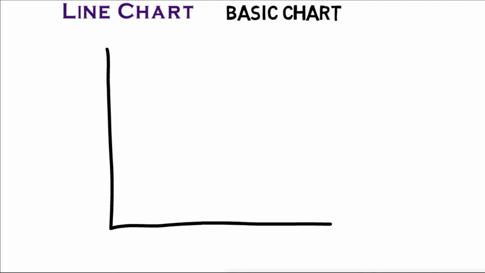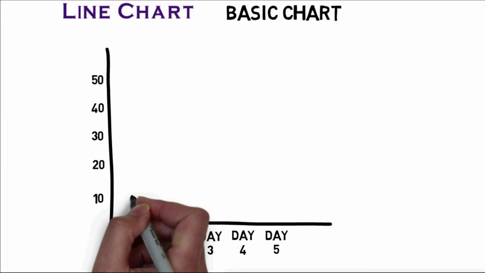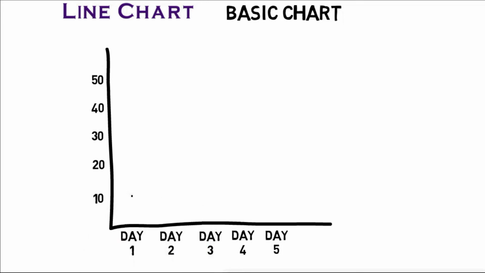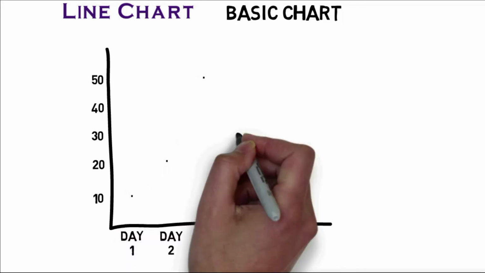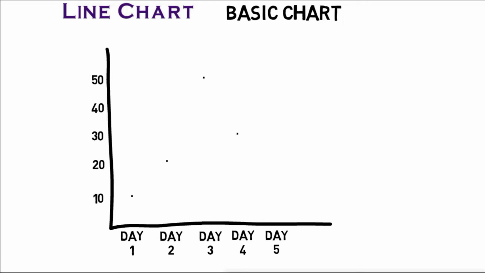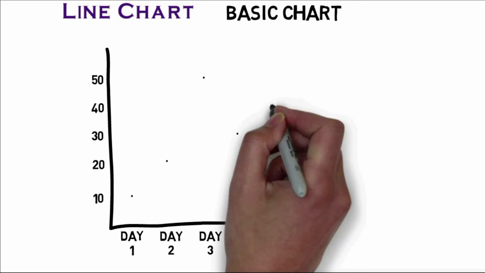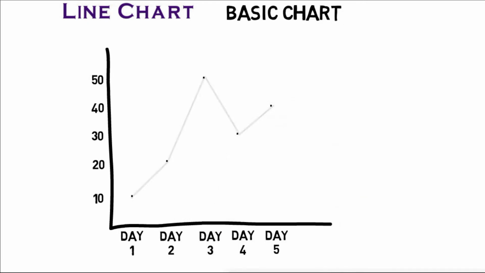For example, let's assume on the first day the price of the product is 10 rupees. On the second day the price is 20 rupees. On the third day it is 50. On the fourth day the price is 30 rupees. On the fifth day it is 40. Now, when we connect all these points, the graphical representation obtained is said to be the line chart.